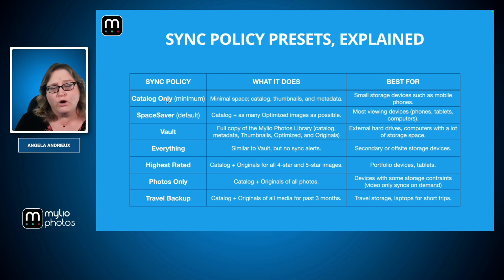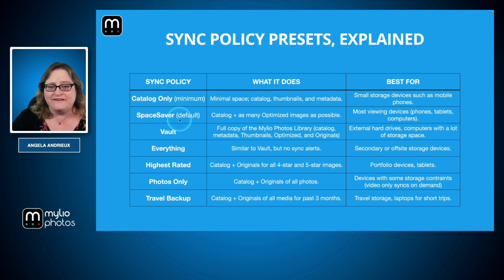Let's say maybe you're using an older mobile phone, but you want to have Mylio there, you want to be able to browse, but it just really doesn't have a lot of space to store stuff. Set that to catalog only. This is great for tablets that are maybe older and have very minimal storage space as well.